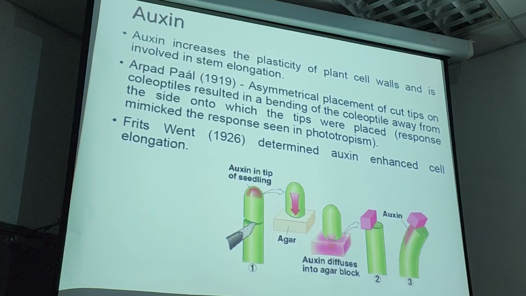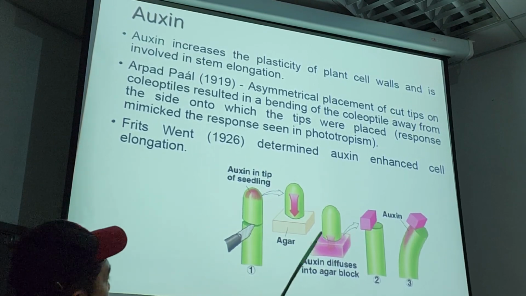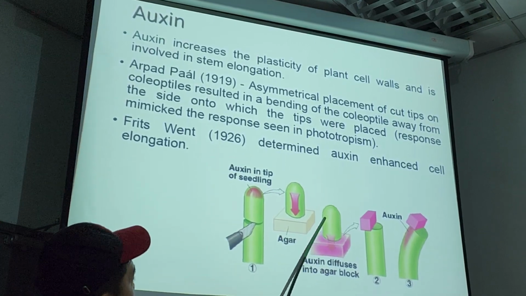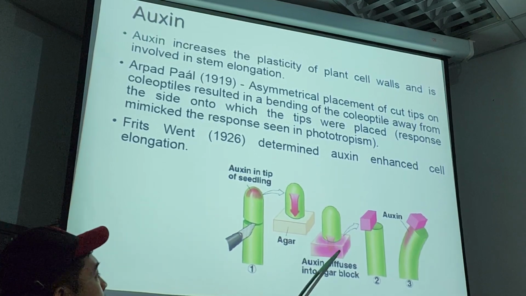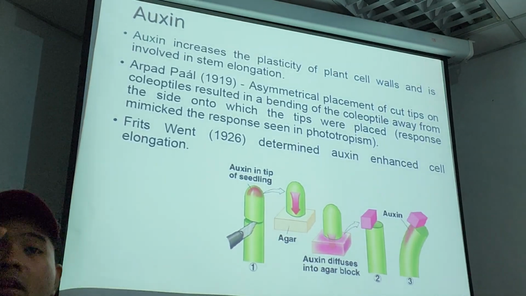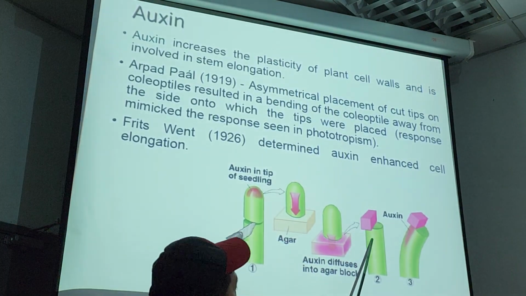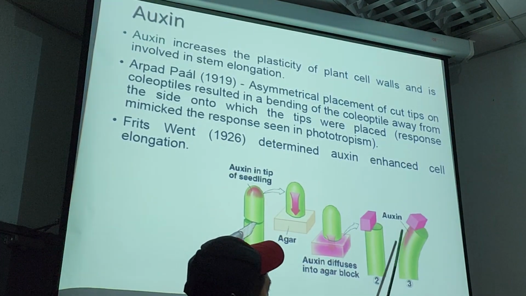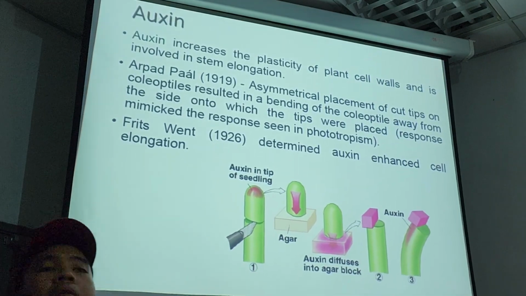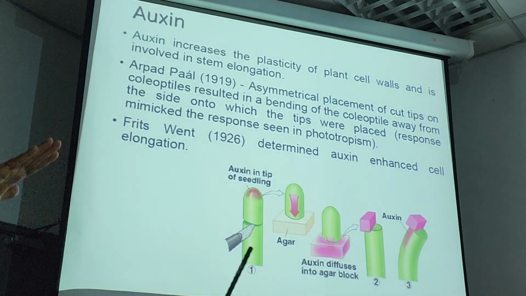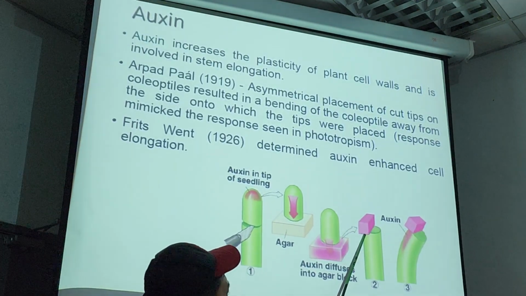So what this scientist did was, he cut the tip and he put it in the agar to transfer whatever auxin is present in the coleoptile into an agar block. So this agar block now contains auxin, and then this auxin is placed on the decapitated coleoptile, coleoptile A and coleoptile B, in a rather asymmetric placement. It's not completely on top of the cut head, but just on the edge, in this manner.